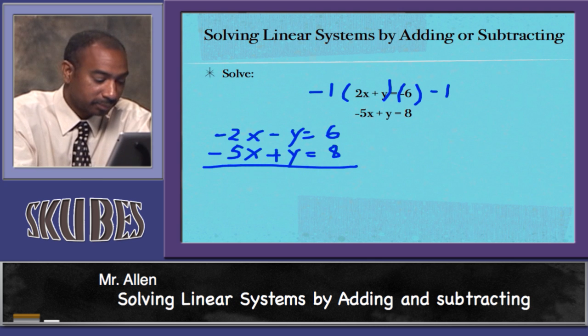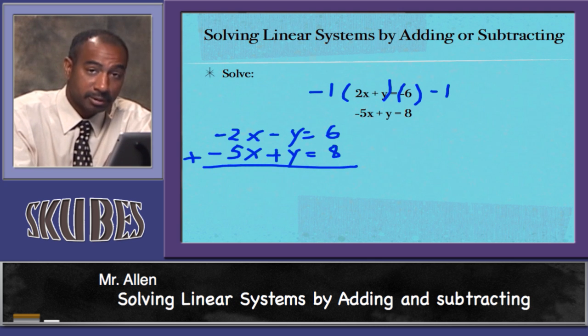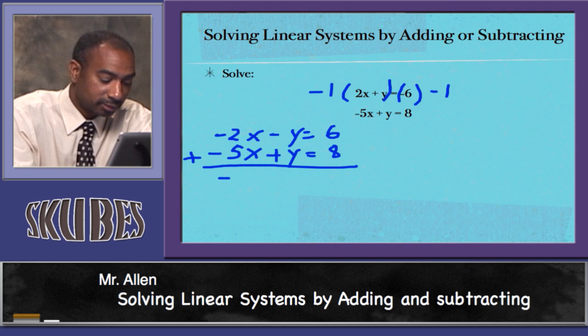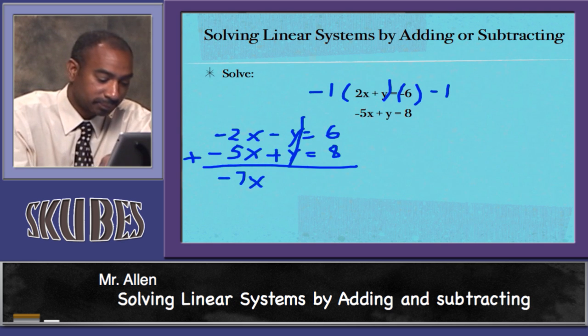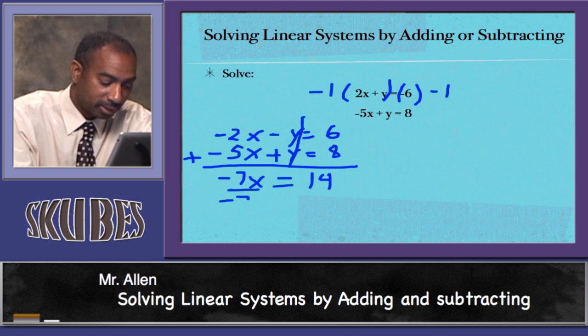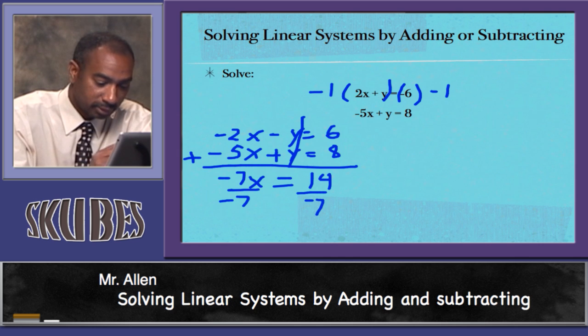Now I can go ahead and add them together. So negative 2x plus negative 5x is negative 7x. The y's cancel out. And 6 plus 8 is 14. I divide both sides by negative 7. That tells me that x has to be negative 2.